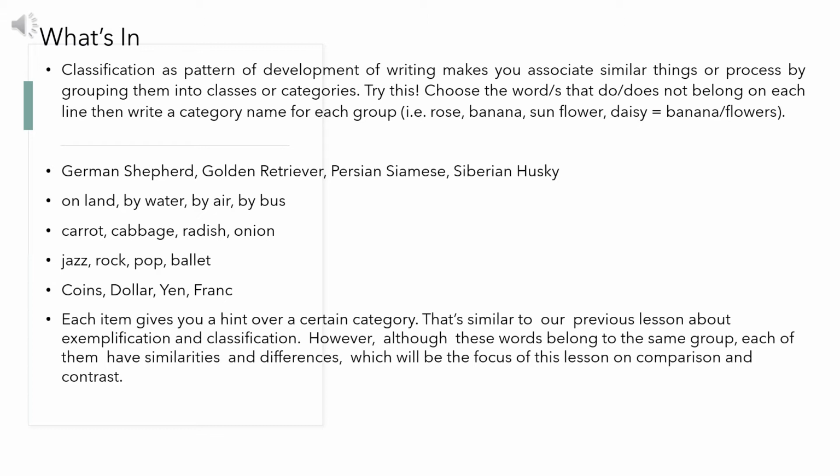Okay. Next, we have carrot, cabbage, radish, onion, which equals leafy vegetable slash root crops. Next, we have jazz, rock, pop, ballet, which equals type of dance slash genre of music. Next, we have coins, dollar, yen, franc, which equals coin slash currency. Okay? Each item gives you a hint about a certain category.